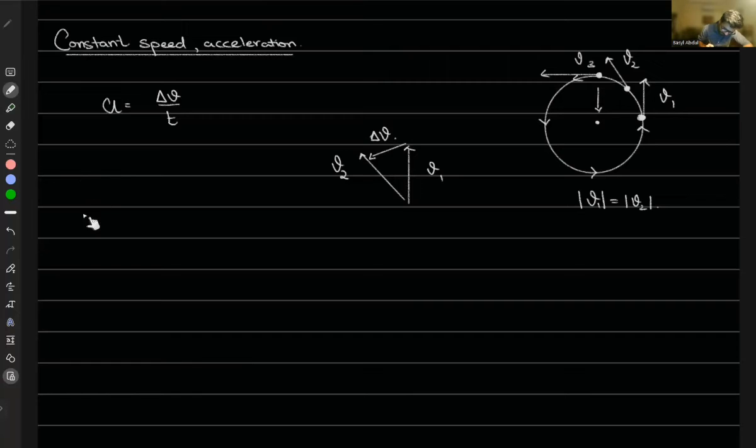centripetal acceleration. Right. Now, the centripetal acceleration is given this name because the acceleration vector always points towards the center of the circle.